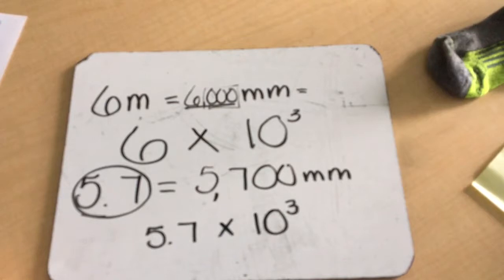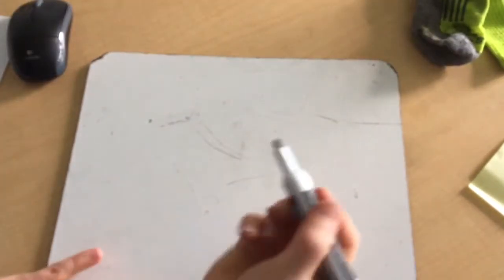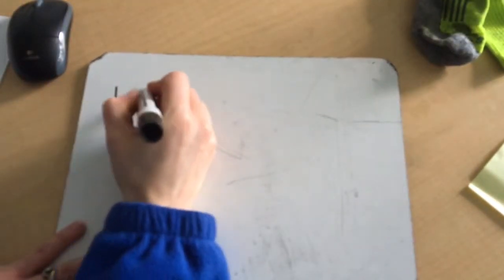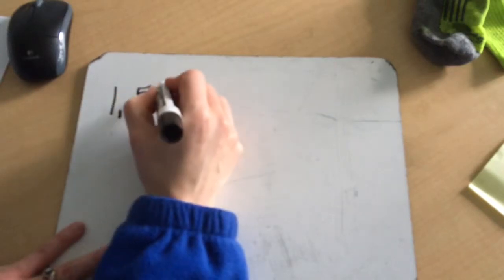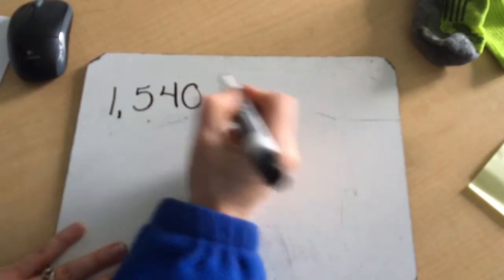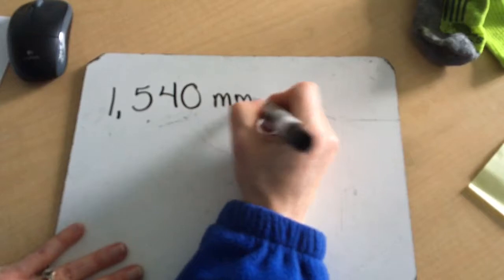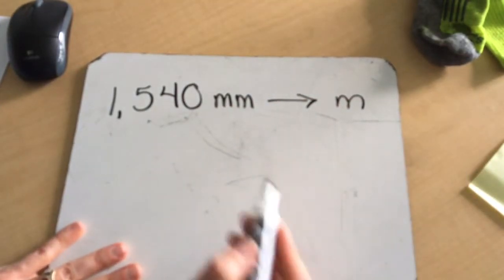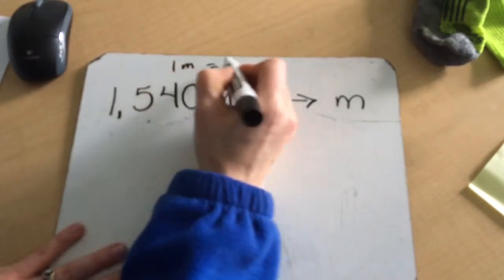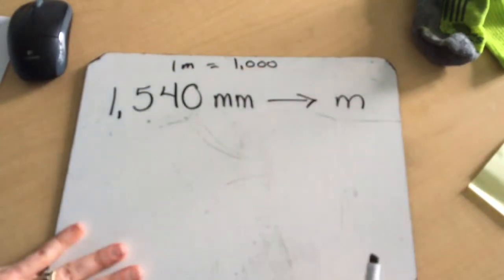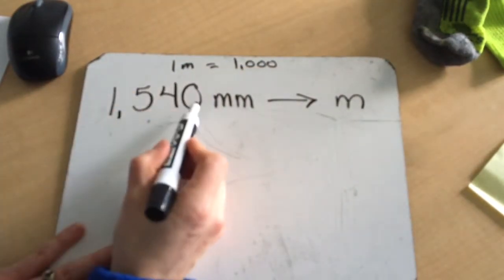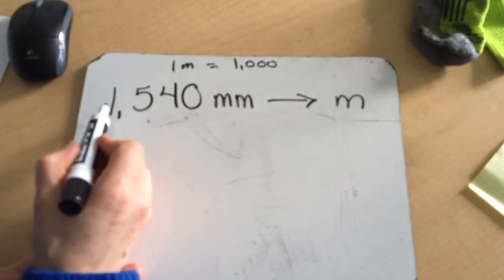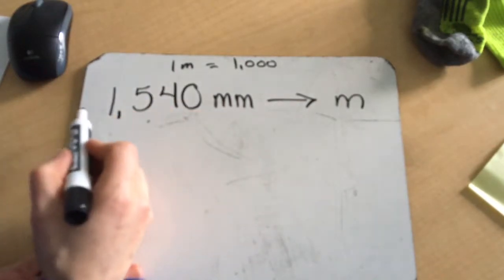All right, go ahead and clear your board. All right, let's go backwards. Let's have something like 1,540 millimeters. This time, we're going to meters. Again, 1 meter equals 1,000 millimeters. So if I have 1,000 of these, you obviously know you're going to have 1 whole meter. But what do I do with the rest of this stuff?